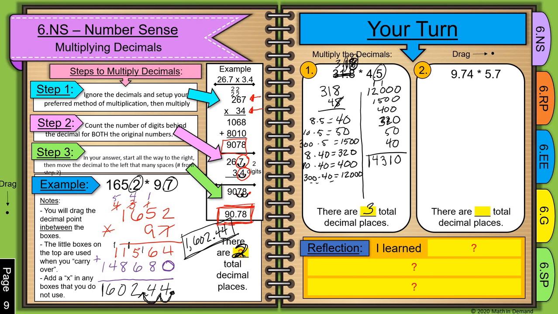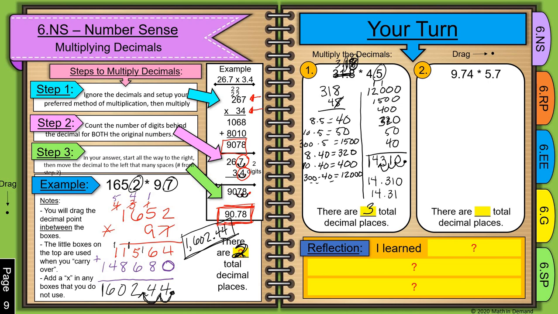But now I'm not done. I have to move that decimal 3 places. So I'm going to start over here on the farthest right-hand side, and I'm going to move it 1, 2, 3 spaces. So my answer here would be 14 and 310 thousandths. Now the other thing I can do is take that 0 off the end and leave it as 14 and 31 hundredths, and it means the same thing.